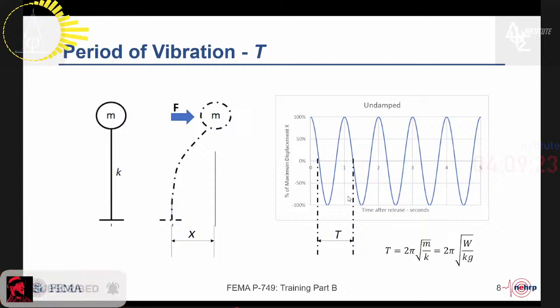We can see that for the cartoon that I have here, this particular single degree of freedom structure has a period of about 1 second. It's relatively easy to calculate the period of the structure. It's equal to 2 pi times the square root of the mass of the structure divided by the structure's stiffness. And we more commonly use weight rather than mass. And so it's also equal to 2 pi times the square root of the weight divided by the stiffness times the acceleration of gravity, 32.2 feet per second squared.